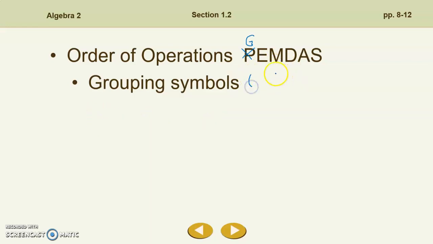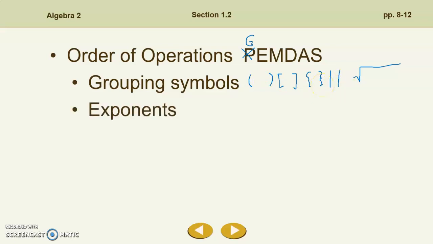Parentheses are only one type of grouping symbol. You might also see brackets, square brackets. You might see braces. I'm not very good at drawing those. That's also a grouping symbol. You might see absolute value bars. Those are grouping symbols. You might also see a radical sign, which can function as a grouping symbol as well. So anything in the grouping symbol needs to be simplified first.